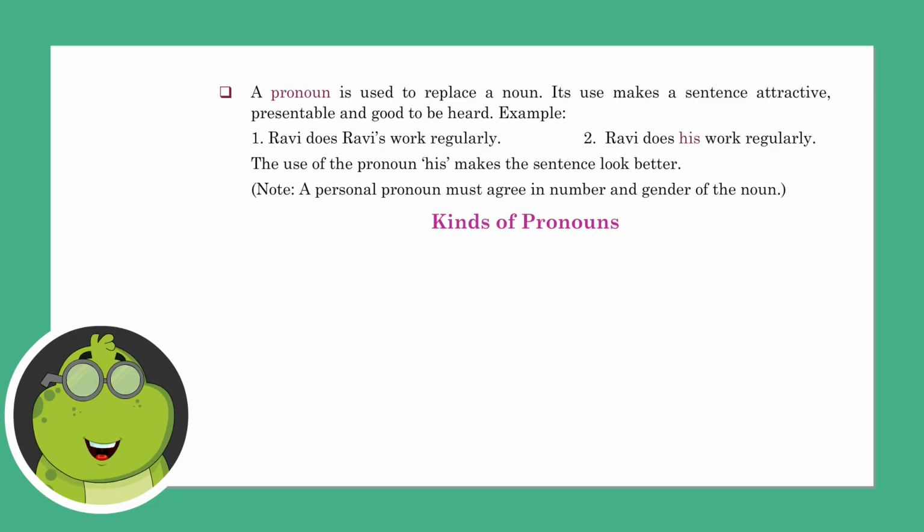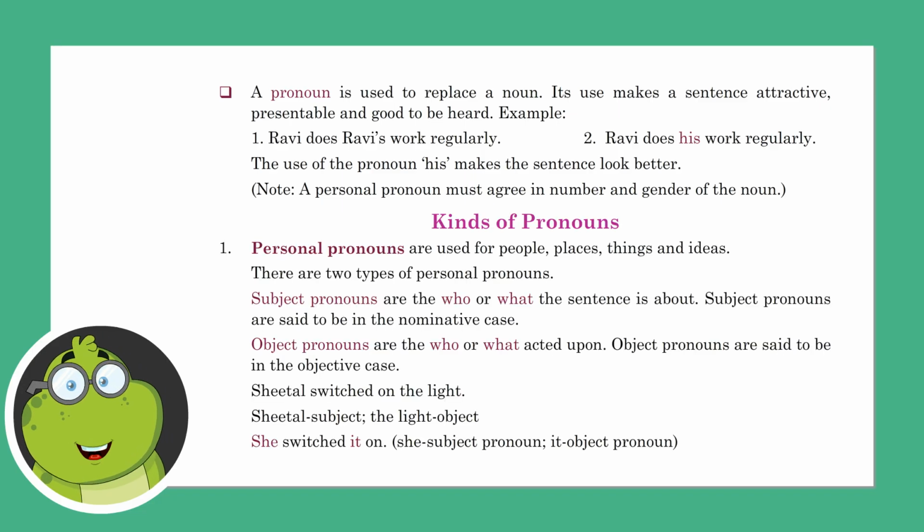Kinds of pronouns. Personal pronouns are used for people, places, things, and ideas. There are two types of personal pronouns. Subject pronouns are the who or what the sentence is about. Subject pronouns are said to be in the nominative case. Object pronouns are the who or what acted upon. Object pronouns are said to be in the objective case. Sheetal switched on the light. Sheetal, subject. The light, object. She switched it on. She, subject pronoun. It, object pronoun.